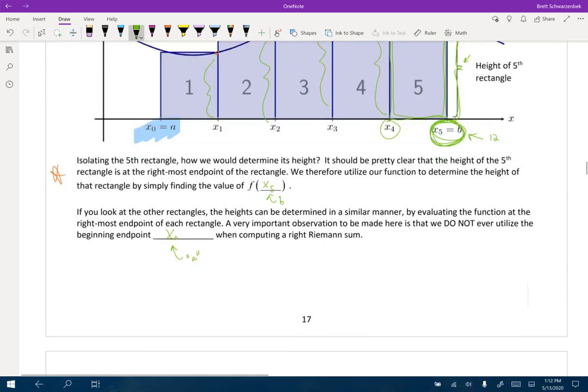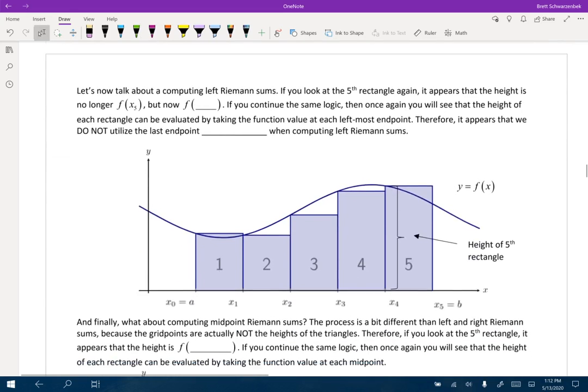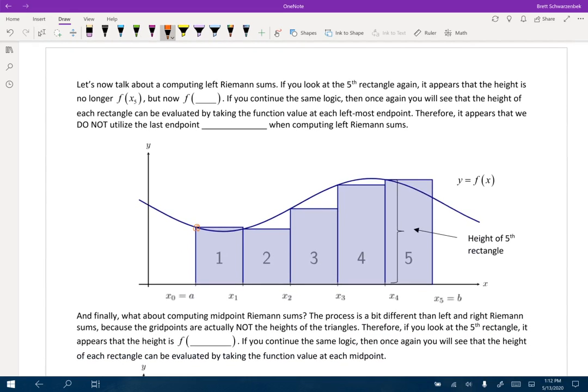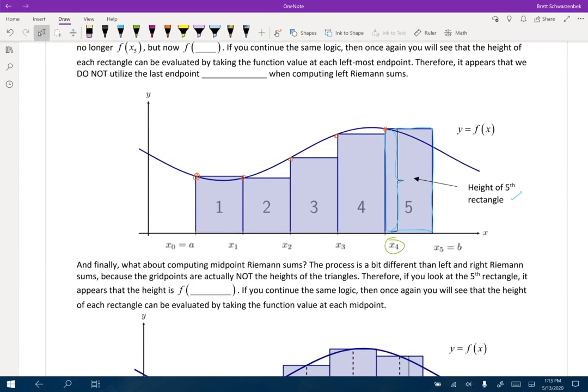Now, if you're looking at a left Riemann sum, remember left, so the points intersect the curve on the left side of the rectangles. Isolate the fifth rectangle, this one right here, and look at this height. Which of the partition variables are we plugging in to get that height? We're plugging in x sub 4. It makes sense, right? So f of x sub 4 will get us that height.